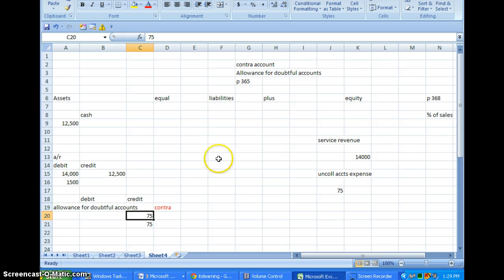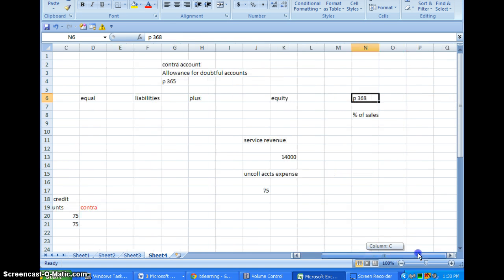And the whole concept of trying to determine how much money to put down here is under the guidelines of allowance for doubtful accounts. And what I mean by guidelines is there are a couple of methods in the textbook to determine how to calculate allowance for doubtful accounts. So the first thing we're going to do is go to page 368. Over here, page 368 is the percent of sales method.